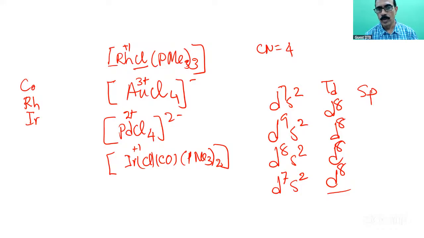So when electronic configuration is D8, and we have coordination number 4, invariably all of them will have square planar geometry. So that means here, which is tetrahedral, right? But now, if you consider gold, in case of gold, also it's D8 system. All are square planar here.